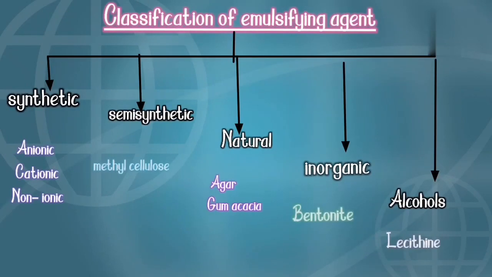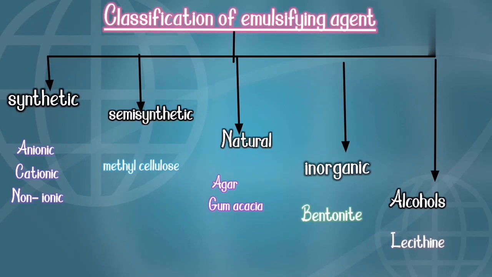Now, we see the classification of emulsifying agents. There are 5 classes of emulsifying agent. These are synthetic, semi-synthetic, natural, inorganic and alcoholic. Now we see the examples of these emulsifying agents. In synthetic, anionic, cationic and non-ionic. In semi-synthetic, methyl cellulose is an example. Now in natural emulsifying agents, there are two examples. First is agar and second is gum acacia. We very well know about these examples.